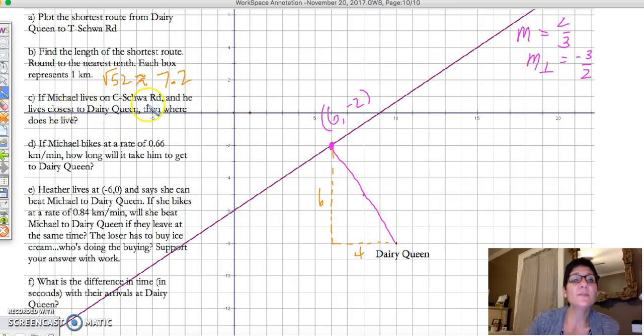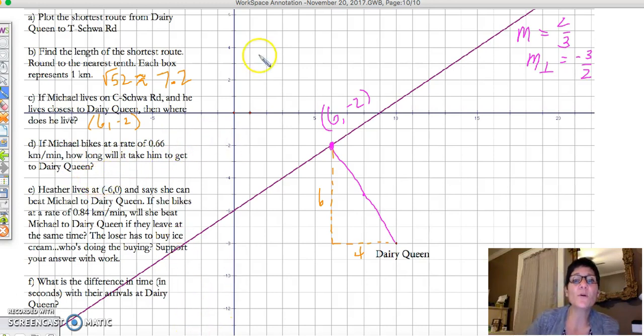It says if Michael lives on Tishwa Road and he lives the closest to Dairy Queen, then where does he live? Well, he lives at 6, -2, because we found that point earlier on by doing that. So now if Michael is biking at a rate of 0.66 kilometers per minute, how long is it going to take him to get to Dairy Queen?